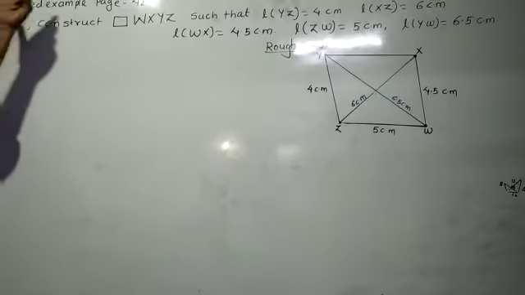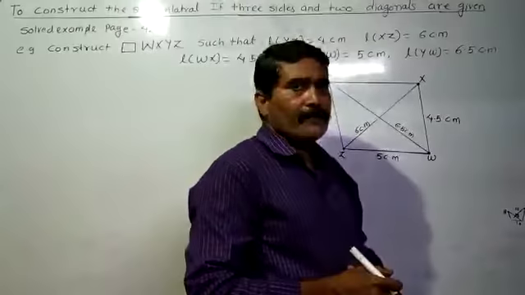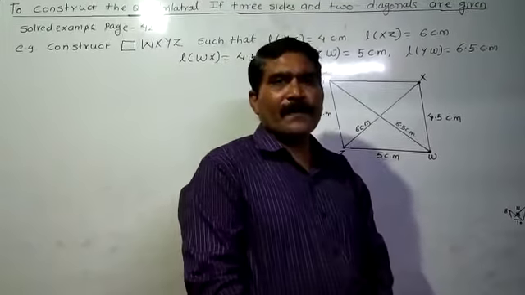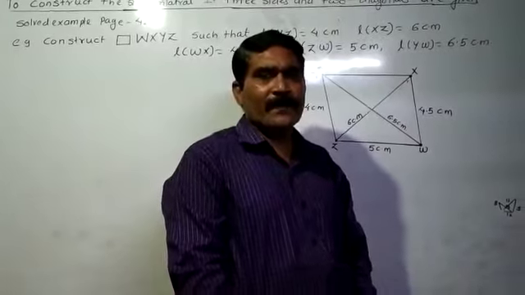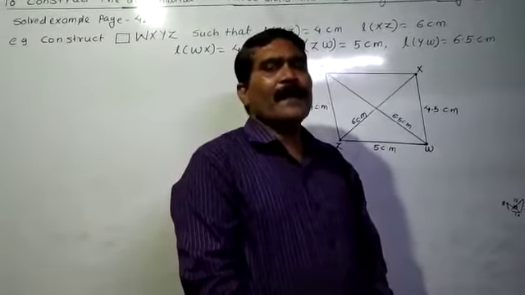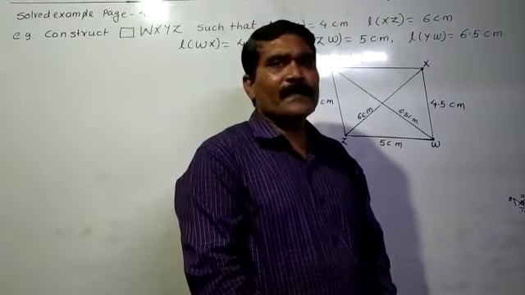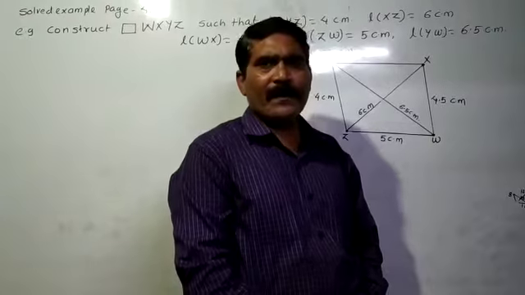Second type, to construct the quadrilateral if three sides and the two diagonals are given. When three sides of the quadrilateral and the two diagonals are given, how you have to construct the quadrilateral, that I will teach today. Already in the last lecture we saw that when four sides and one of the diagonals is given, how you have to construct the quadrilateral.